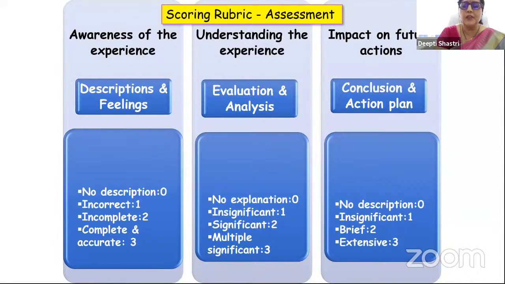Evaluation and analysis, if there's no explanation, they score a 0. If it is insignificant, significant, or multiple significant, they get scored 1, 2, and 3. And conclusion and action plan, if there is no description, it's 0. Insignificant, brief, or extensive description, they get scored 1, 2, and 3.